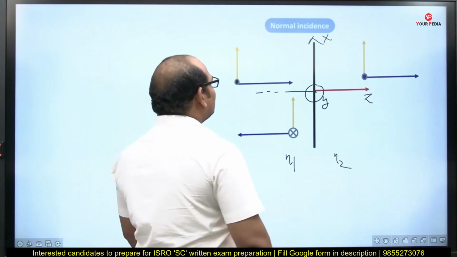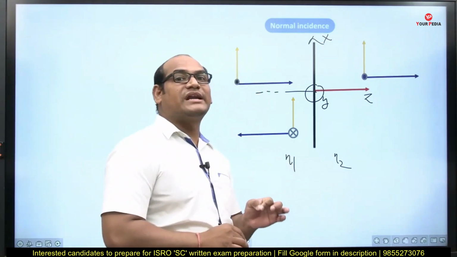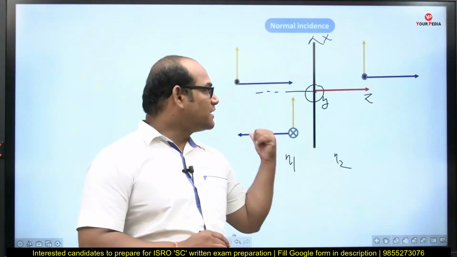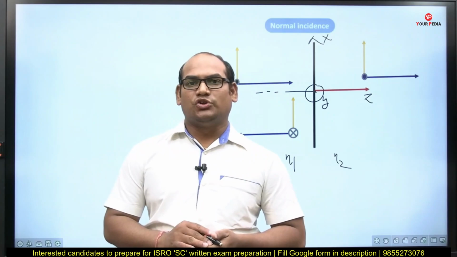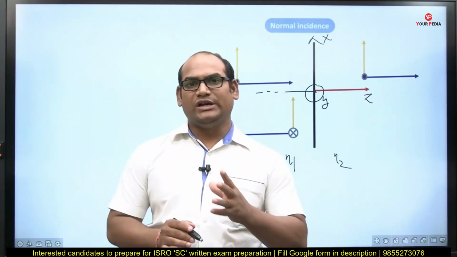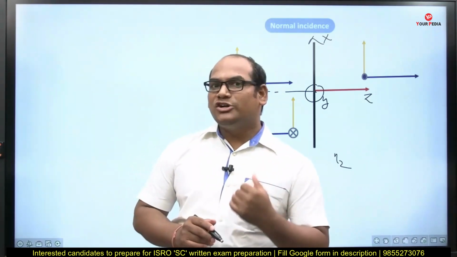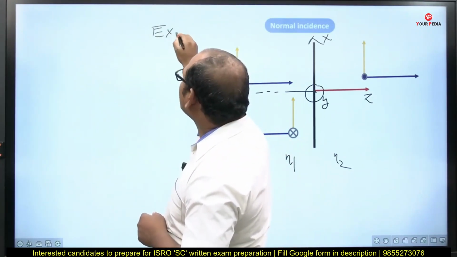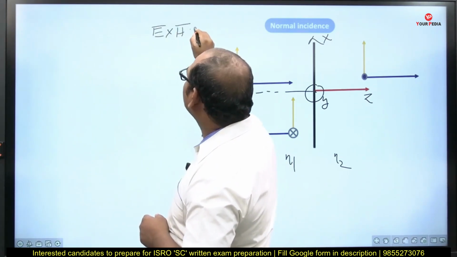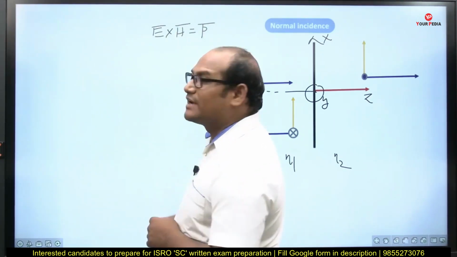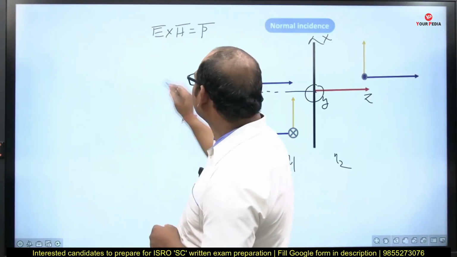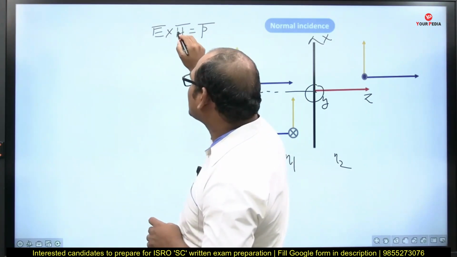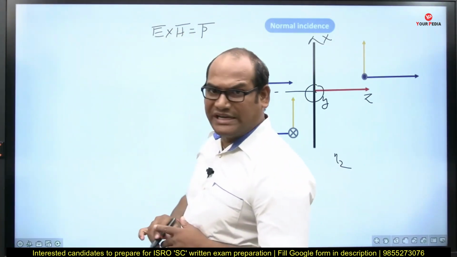Here the application of the right hand thumb rule is very very important. Before applying the right hand thumb rule on this structure, I will show it to you here, so you need to understand it very carefully. According to the Poynting theorem, the electric field in cross product with H bar will give the Poynting power vector. This is actually the power density. The instantaneous power density P bar is equal to the cross product of electric field intensity and magnetic field intensity.